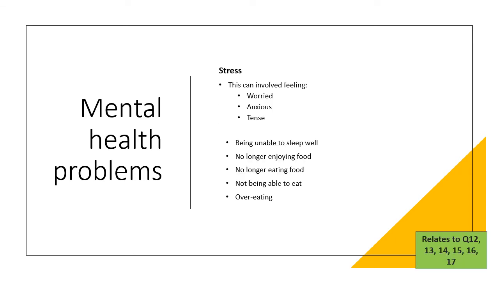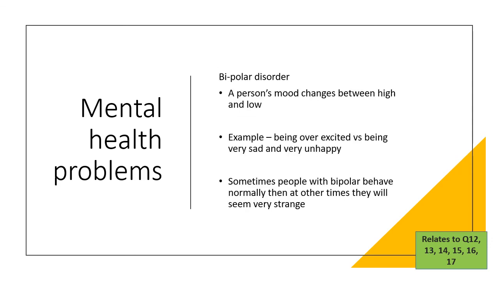Another one to look at is stress. So this can involve feeling worried, anxious and tense, being unable to sleep well, no longer enjoying food, no longer eating food, not being able to eat, and overeating. Bipolar disorder. So this is when a person's mood changes between high and low. So an example, being overexcited versus being very sad and very unhappy. And sometimes people with bipolar behave normally, then at other times they will seem strange.